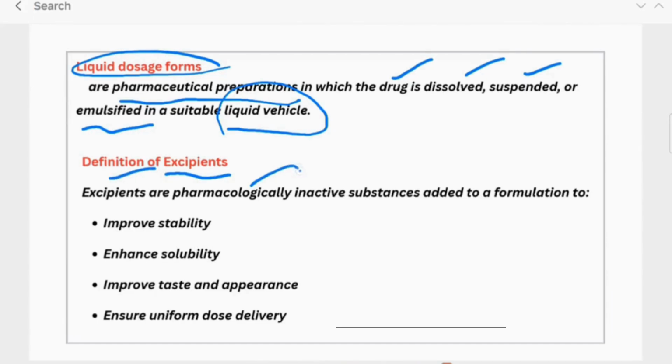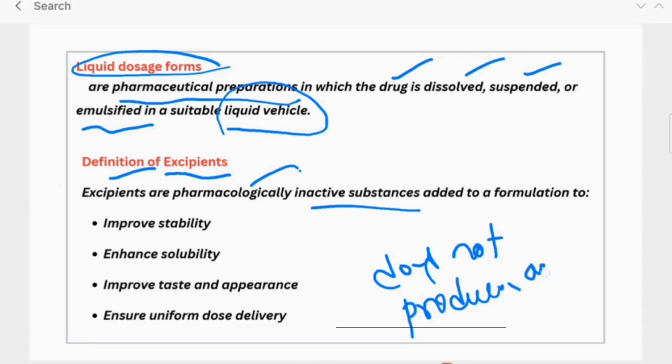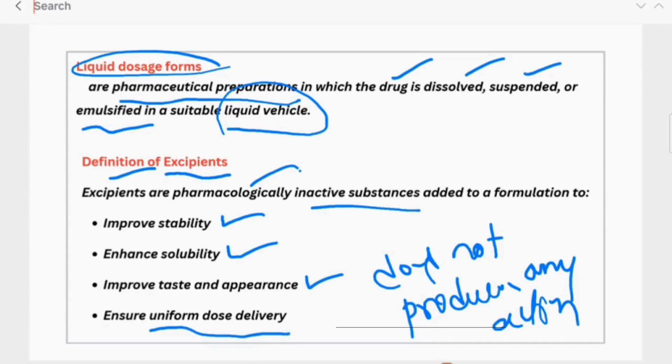The excipients are the pharmacologically inactive substances, means they do not produce any action on the body. Why are they added? They are added to improve the stability of the formulation, to increase the solubility of the ingredients in the solvent, to improve the taste and appearance of the formulation, and to ensure uniform dosage delivery from the dosage form.